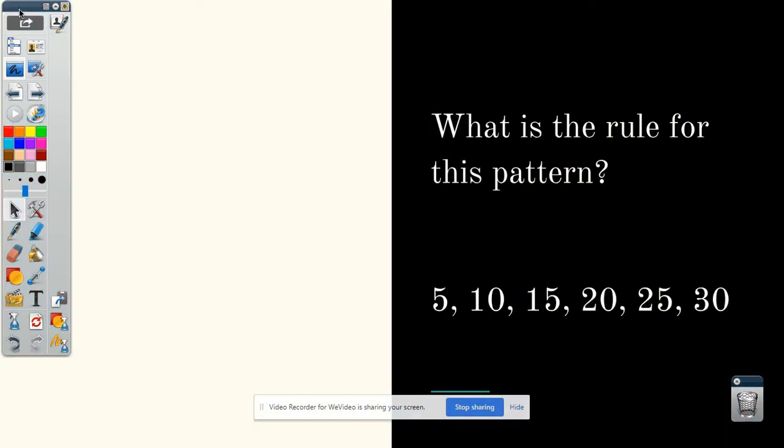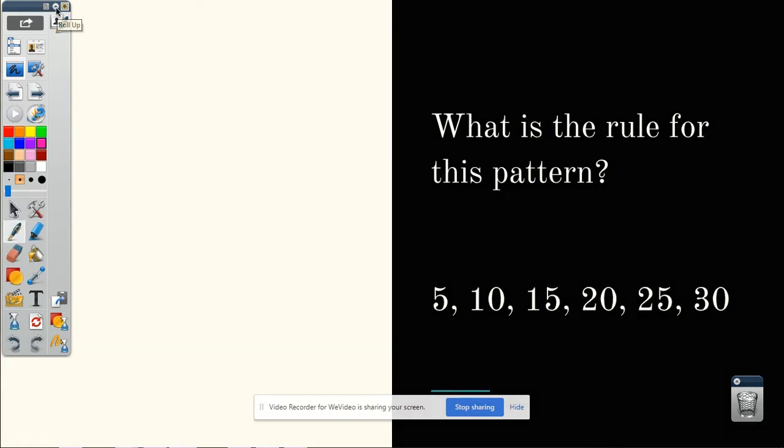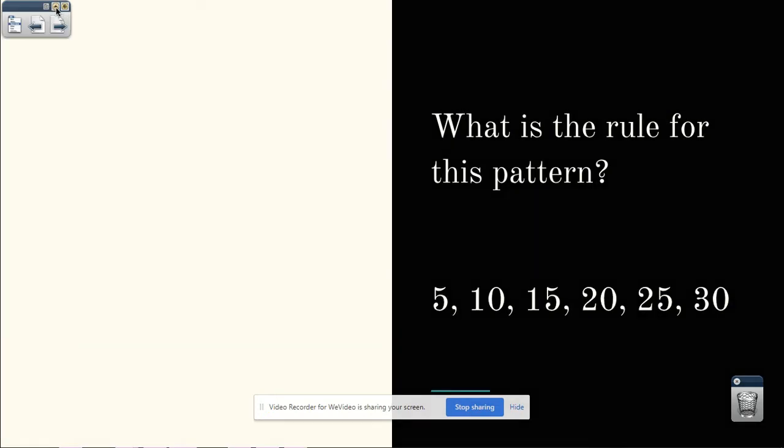So right now would be a time where you would pause the video. I want you to try finding the rule for this pattern independently first. So pause the video now. All right, I'm just going to go through and give the answers and explanations to these questions.